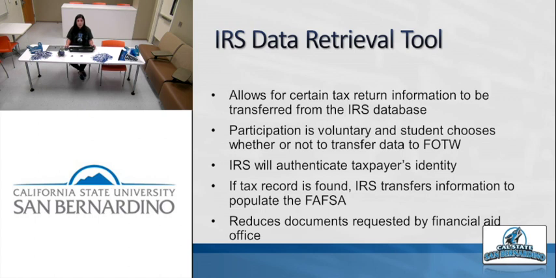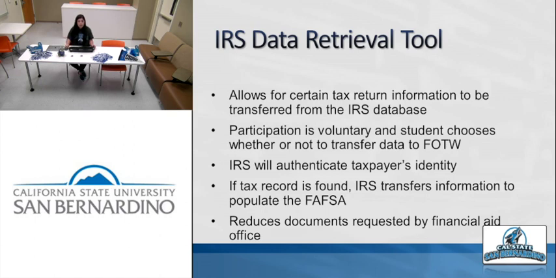The IRS will need to authenticate the taxpayer's identity. So you will need to use the parent or the student FSA ID. It will ask it of you again before it transfers you to the IRS site. And then it will ask you if you would want to transfer the information to the FAFSA. If you choose to do that, you would put yes.